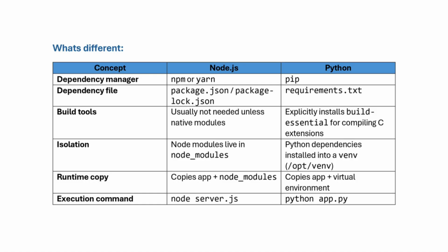Isolation. Node modules live in node_modules, whereas in Python dependencies are installed into a venv, that is /opt/venv. Runtime copy. This copies the application plus node_modules. In Python, this copies the application plus the virtual environment. Execution command, that is node server.js in Node and python app.py in Python.